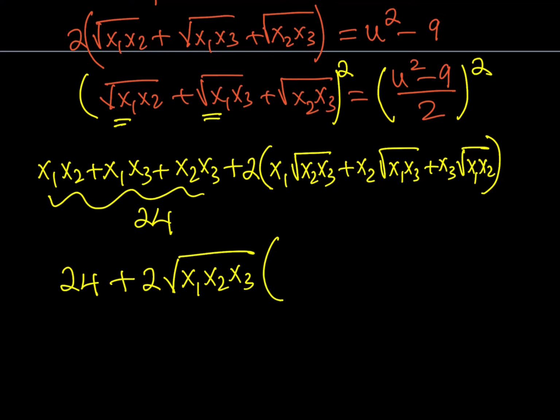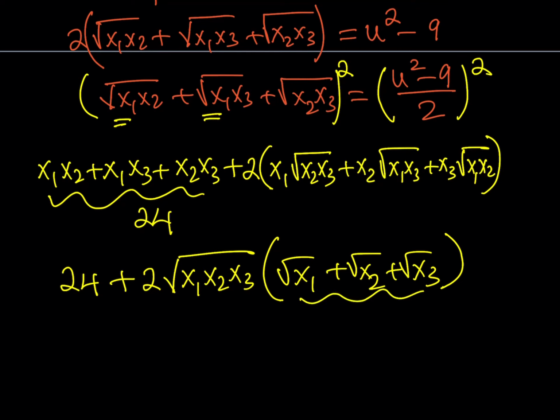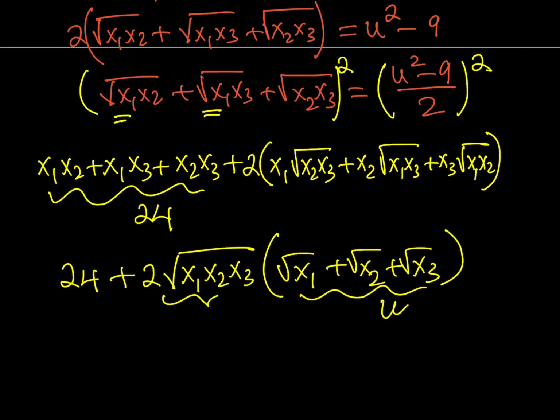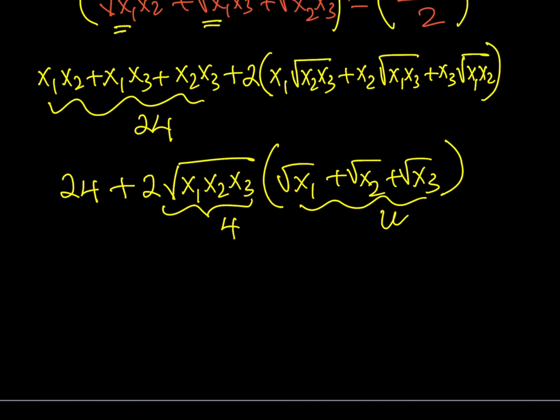And inside the parentheses, what should I be getting? Since I took out all the radicals, I'm going to be getting the square root of x1 plus the square root of x2 plus the square root of x3. Awesome. Does that look familiar? Yep, that's our u. So this is u. And I know x1 x2 x3 is equal to 16. Beautiful. So this is going to be the square root of 16, which is 4, right? So I have 2 times 4 there. Simplifying a little more, that's going to look like 24 plus 8u, which is pretty good.